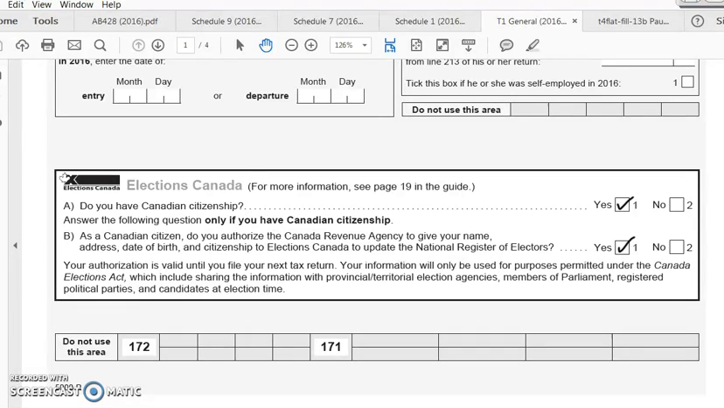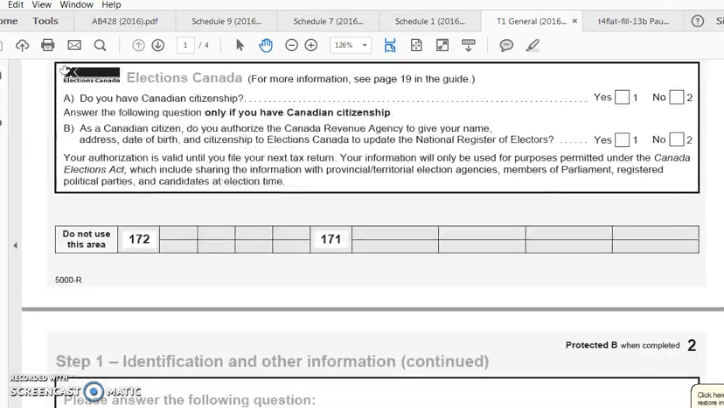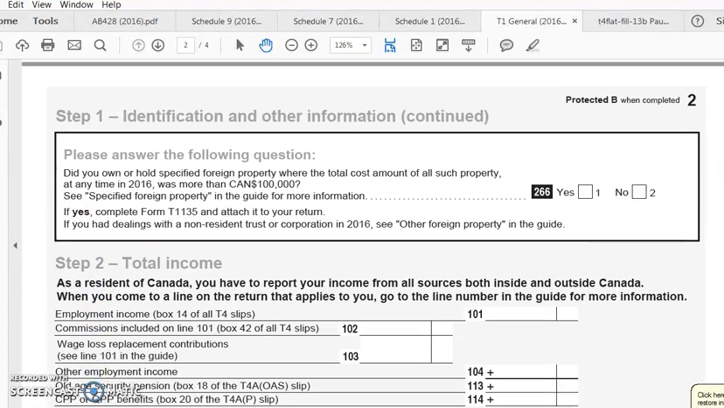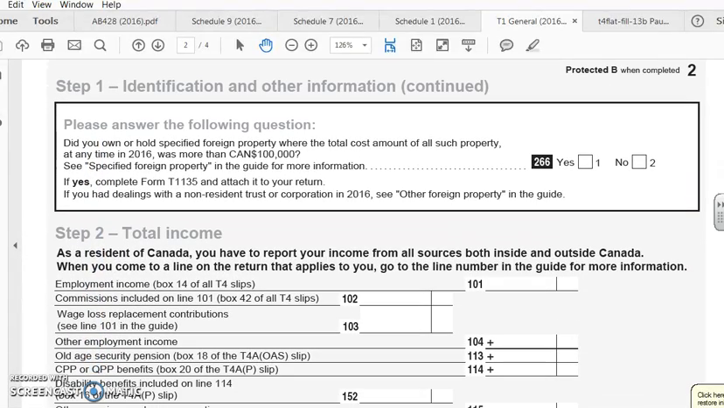As we continue along, moving on, we can see the second page. Do we have any foreign property? Fact is, Paul is 16. He does not own over $100,000 worth of foreign investments. So we're going to be checking no.